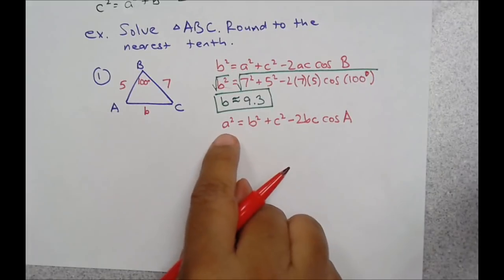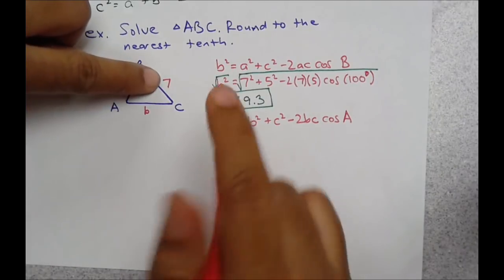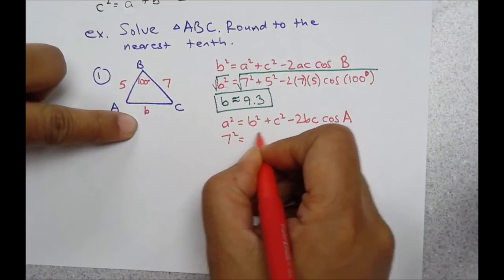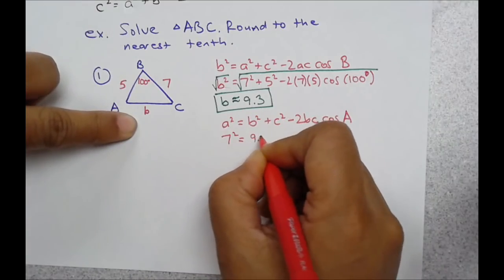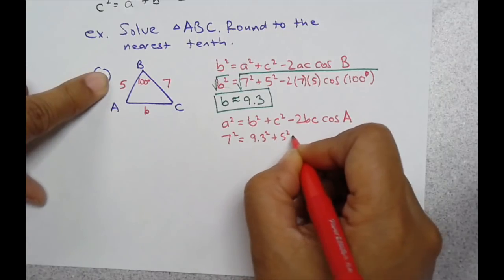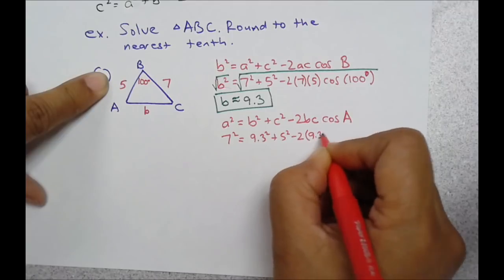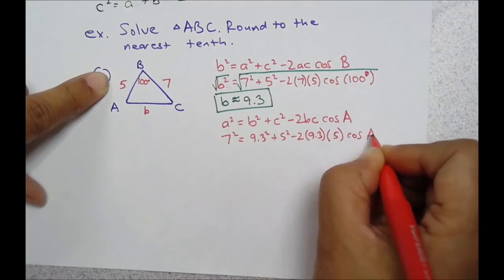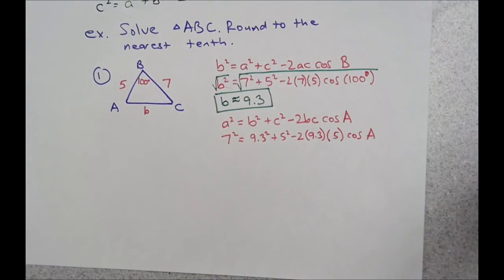All right, I'm going to go ahead and plug in the values. A I know is 7, so that's going to be 7 squared. B I know is here, 9.3 squared, plus C, which is 5 squared, minus 2 times the 9.3 times the 5, and then cosine of angle A. We don't know what angle A is, so that's what we're solving for.